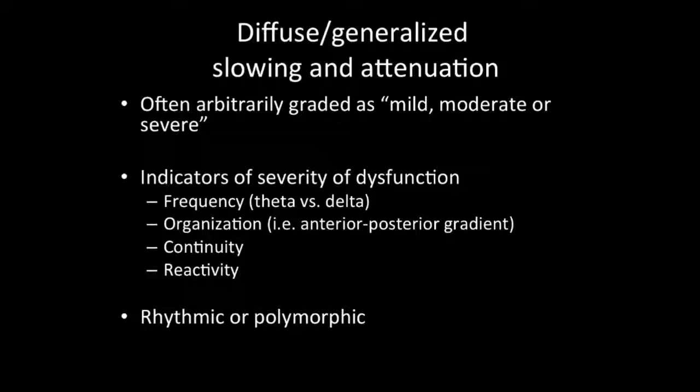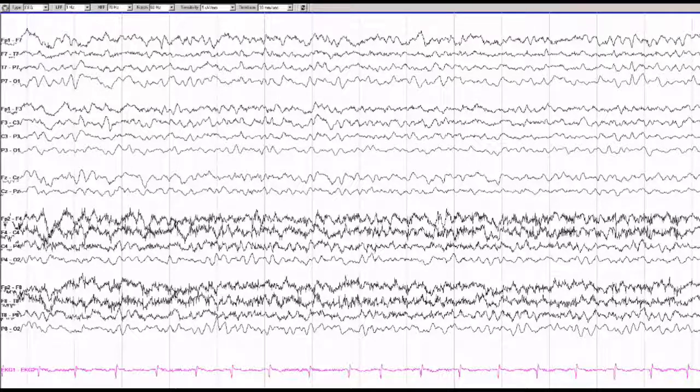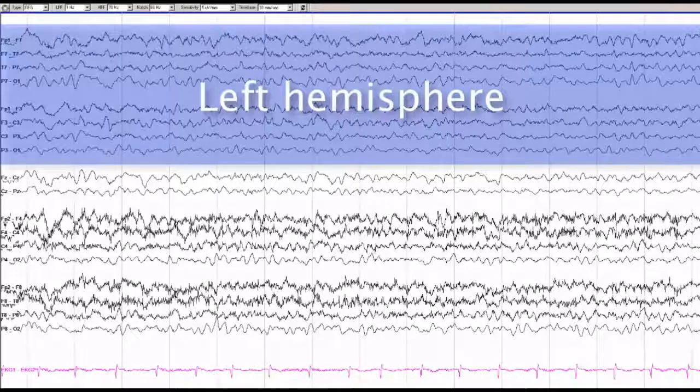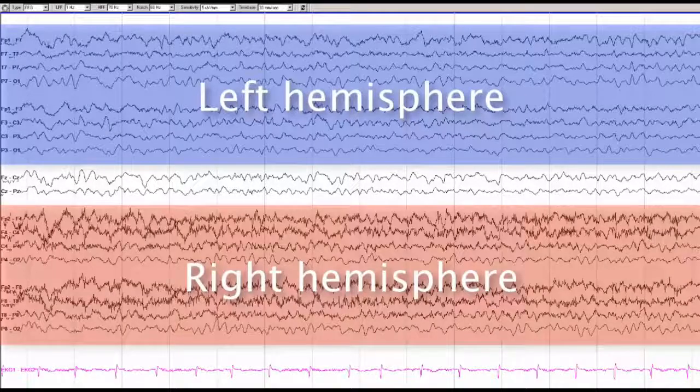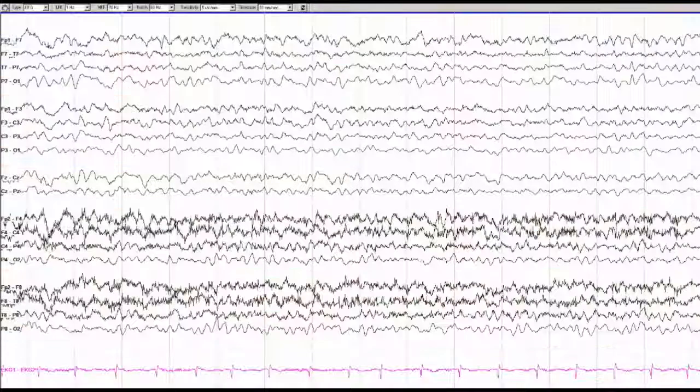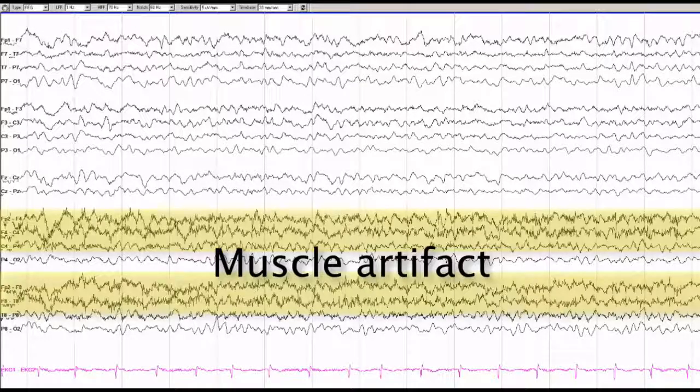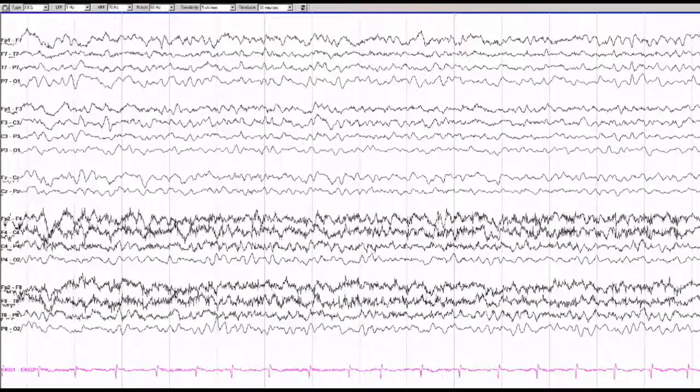We will review several examples of diffuse background slowing and attenuation in order for you to get an appreciation of the range of diffuse abnormalities and how they relate to clinical disease. Here is an example of generalized or diffuse slowing. Taking the same approach as with focal abnormalities, if we compare the left side of the head to the right, we can see that there is no significant difference in the amount of theta, delta, or alpha activity on one side compared to the other. There is a bit more muscle artifact on the right side compared to the left, but that can fluctuate from time to time and can be asymmetric in any given patient.